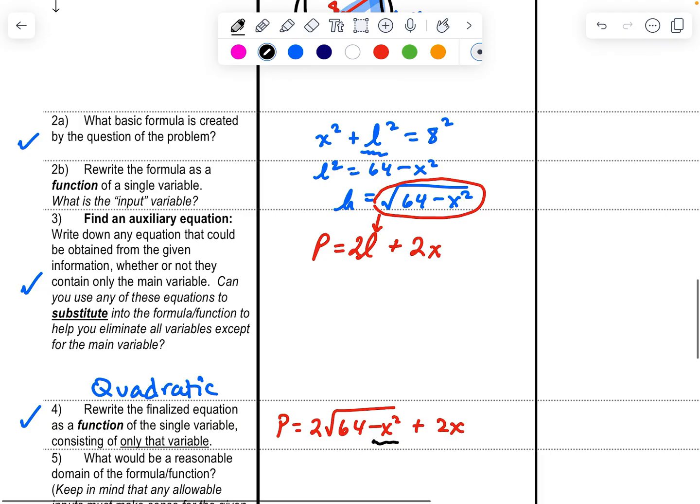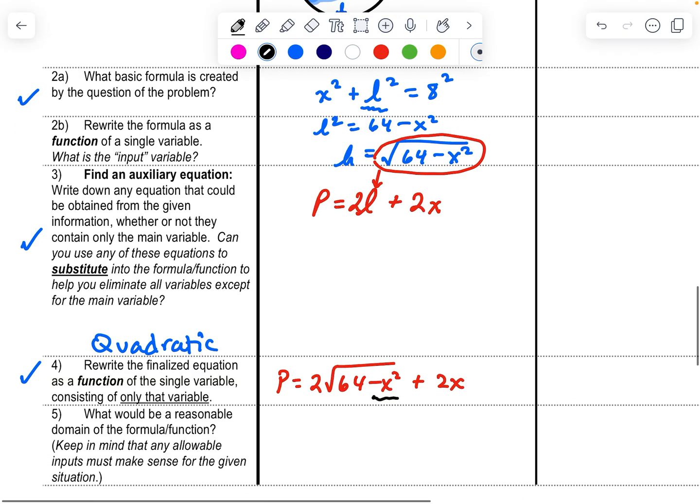Okay? All right. Reasonable domain. Think about this. X has to be greater than 0, and the reason it has to be greater than 0 is because you can't have a negative length. Number 2 is it has to be less than 8, and the reason is the hypotenuse is 8, so it has to be shorter than the longest side of the triangle.